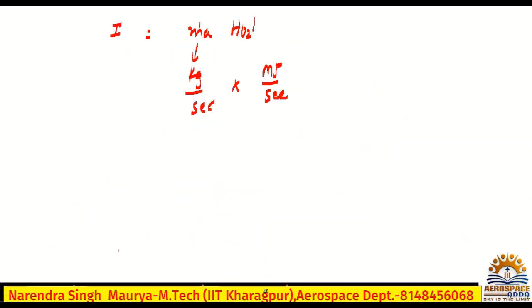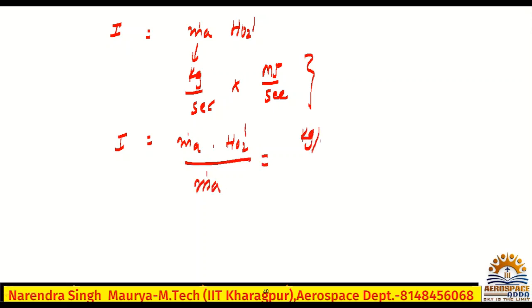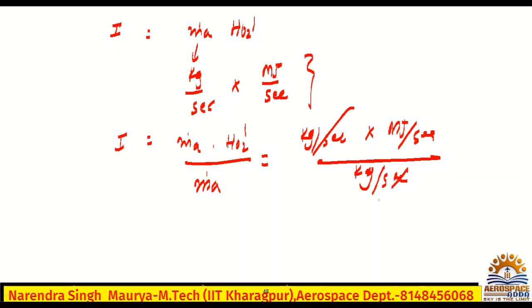So if you want this unit only, megajoule per second, better you write m dot a h naught 2 dash, divided by again m dot a. So you will have megajoule per second unit into megajoule per second, divided by again mass. Yes or no? You can cancel this. So you will get megajoule per second.